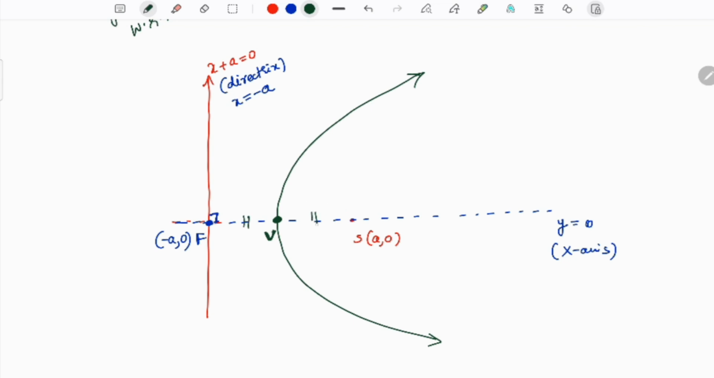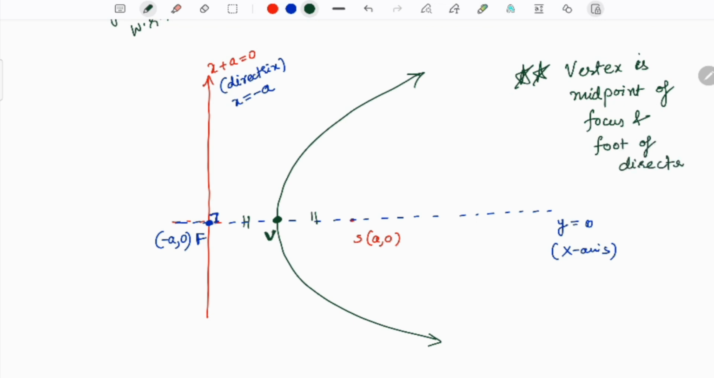So basically vertex is very, very important point here. Vertex is midpoint of focus and foot of the directrix. This we have to remember. Okay. Terminology should be clear. Next class, when I mention foot of directrix, immediately you have to think about this point. These 3 points are very important. So vertex, midpoint formula you apply for f and s. So vertex would be 0, 0.